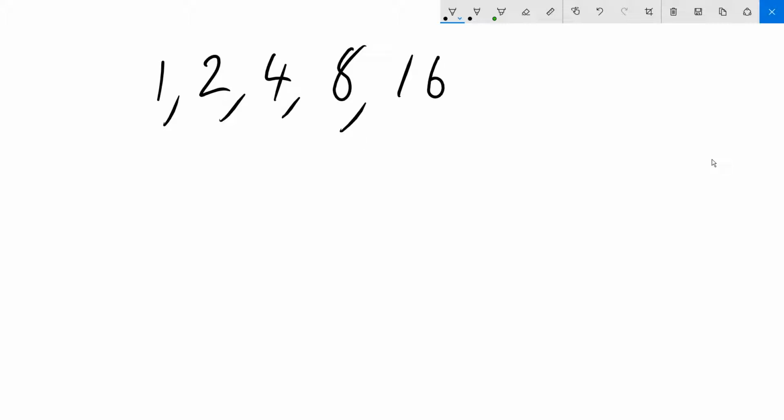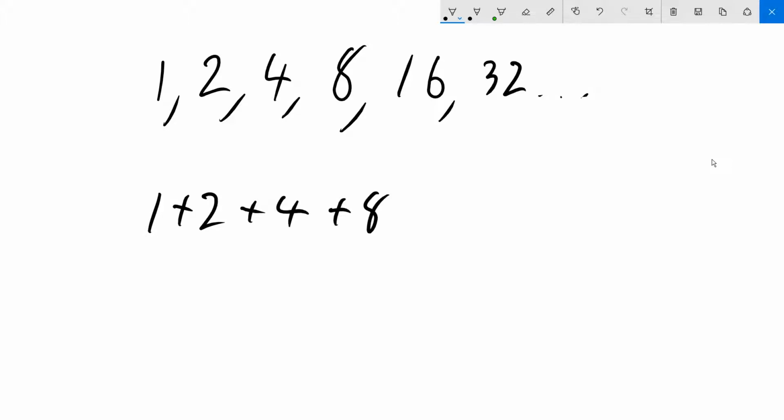Hello, and today we're going to be talking about geometric series. So previously we talked about a geometric sequence going like this, and so on, but now we're going to be talking about a geometric series. So now we're taking the sequence and we're summing all of the terms like this, right?